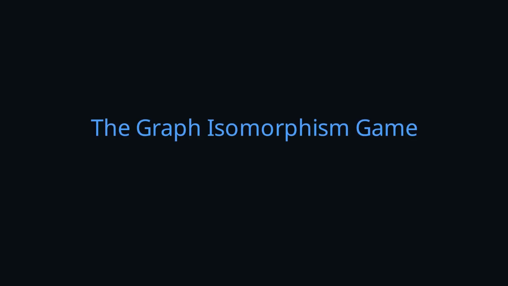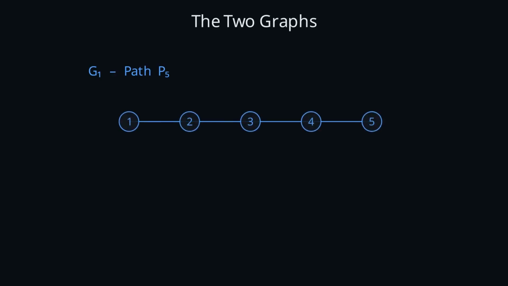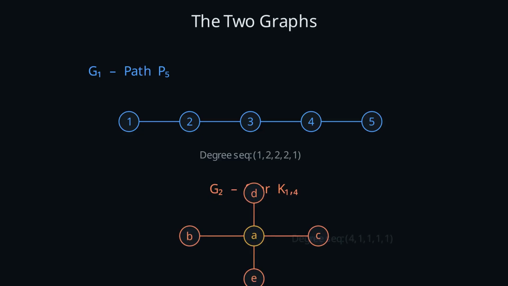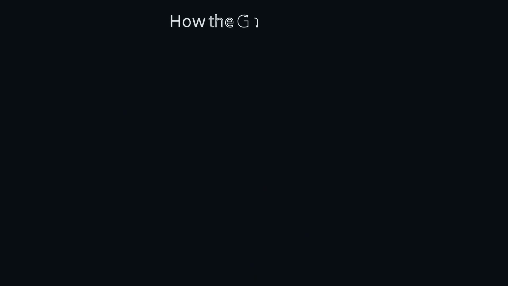This is the graph isomorphism game. We take two graphs, G1 and G2. G1 is a path on 5 vertices. G2 is a star with 1 center and 4 leaves. They have the same number of vertices, but very different structure. In fact, their degree sequences already show they are not isomorphic.